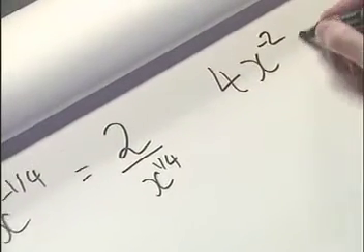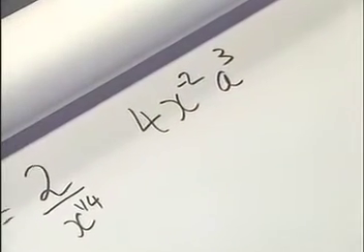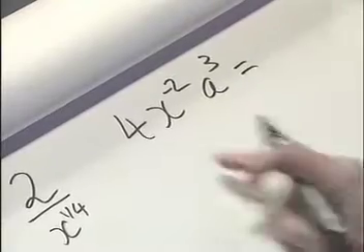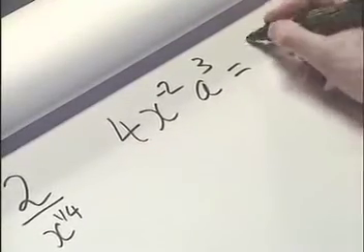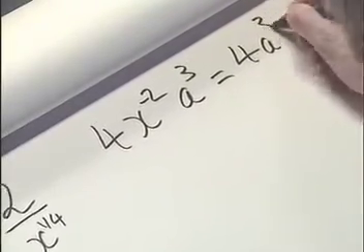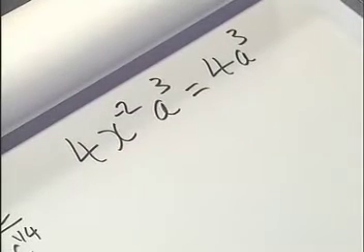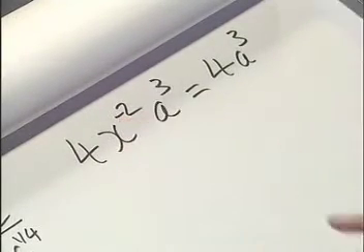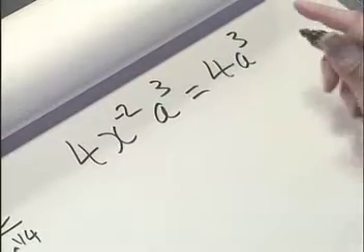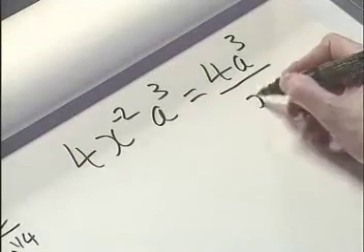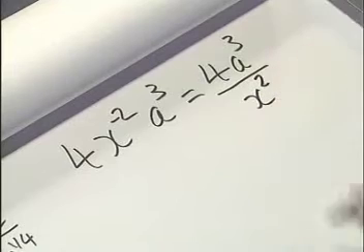4x to the minus 2. Well, nothing wrong with the 4 and nothing wrong with the a cubed. They're perfectly normal, so they stay as they are. X to the minus 2. A minus in the index, and so that means 1 over. So it's 4a cubed over x squared.